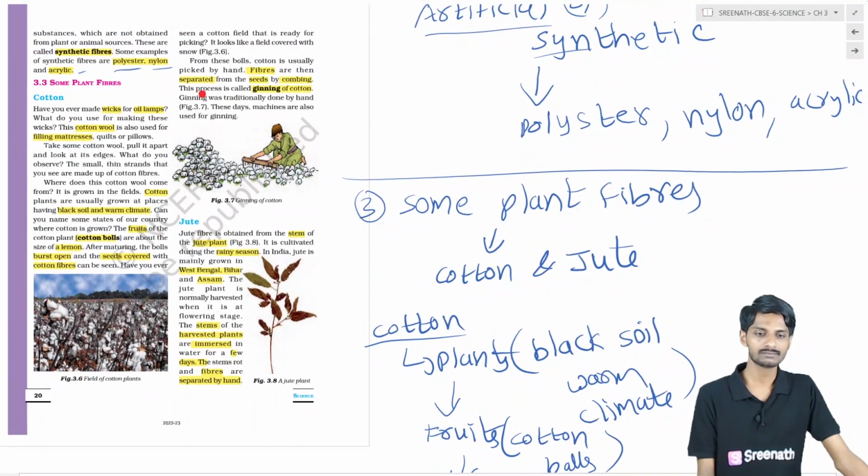After that, cotton is usually picked up by hand from these plants. Fibers are then separated from the seeds by combing. This process is called ginning of cotton.